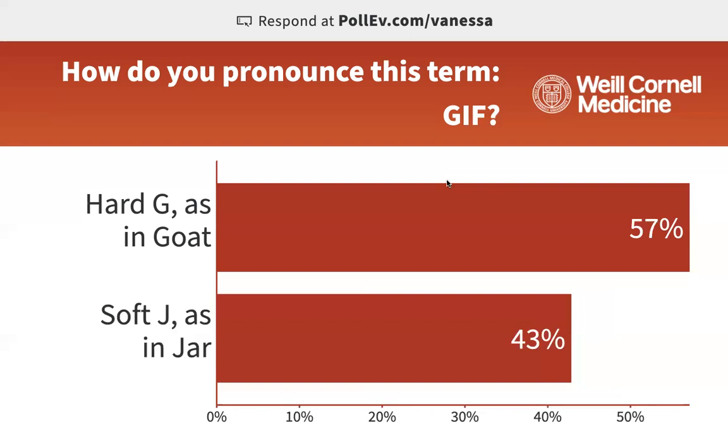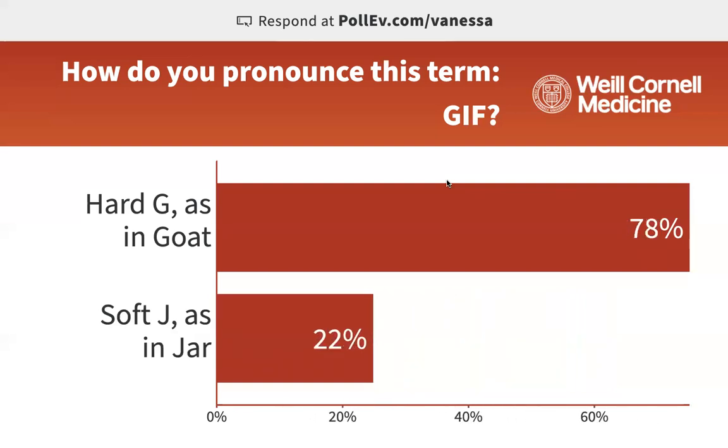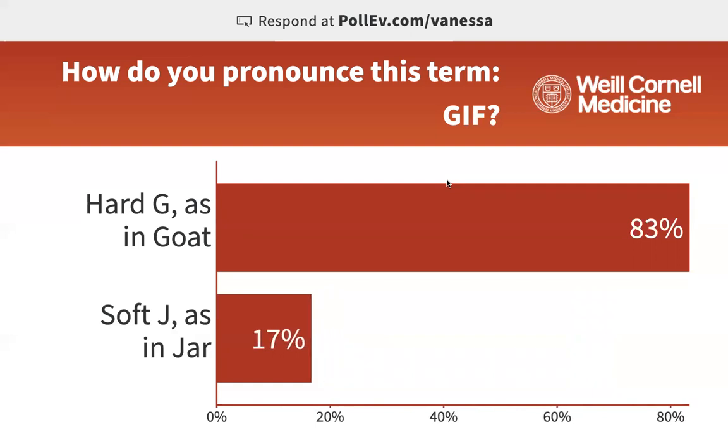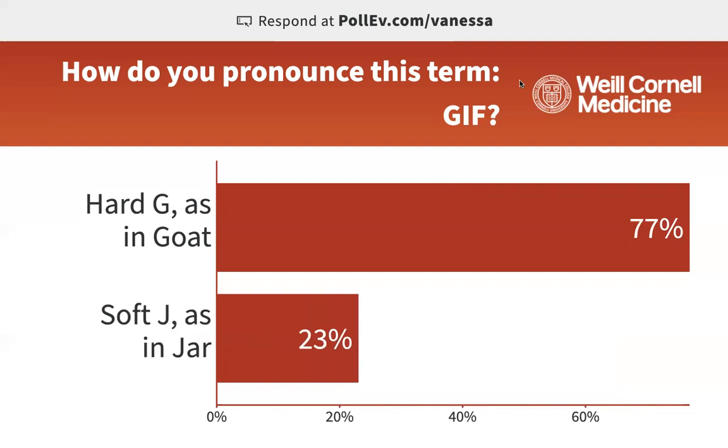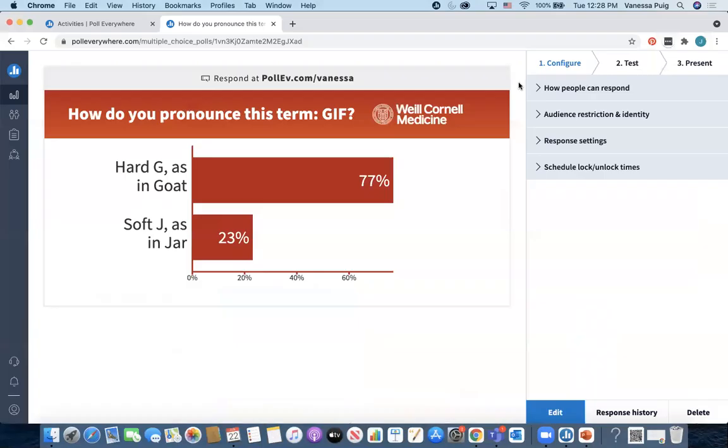All right, so it looks like people are answering, and it looks like GIF is the winner right now with 83%. It's changing. So that's a really easy way to just throw up a poll. And it only took me a few minutes. It just took me a little longer because I was explaining it to you guys, but it was very fast.